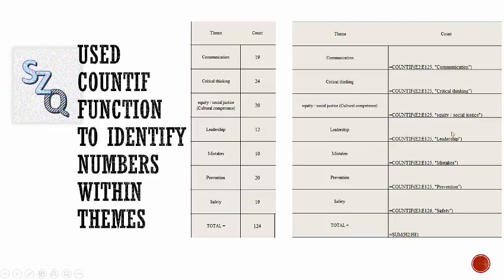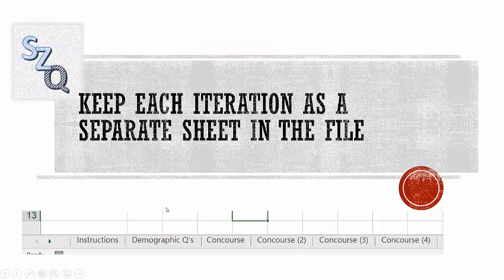So for this I used the COUNTIF function. All of my themes were within the E column, and then I can just pick what words I'm looking for so that it could identify the number of items. So I didn't count them by hand, which can often introduce error. And then I could confirm that I kept track of everything because I knew I had 124 items in my concourse, and my count across my themes also added up to 124.